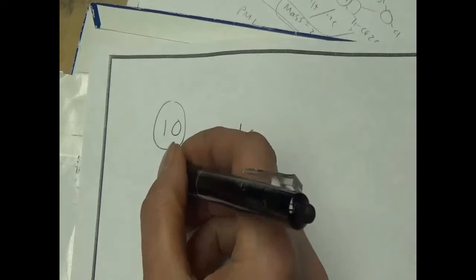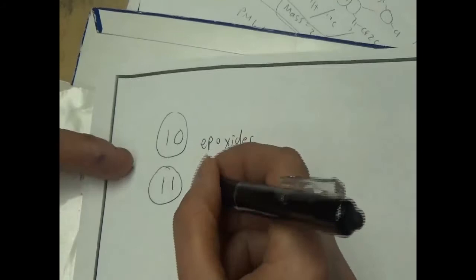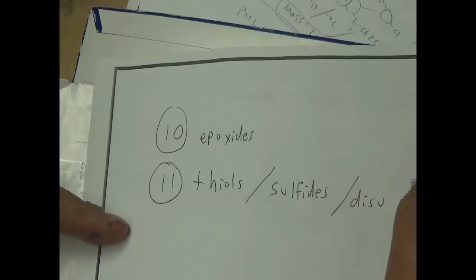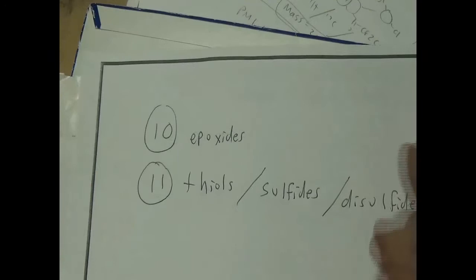But number 11 is a very small topic, and it just deals with a couple functional groups: thiols, sulfides, and disulfides, in very minimal detail. So we're just going to talk briefly about them and where they're found, and where you're going to see them again.